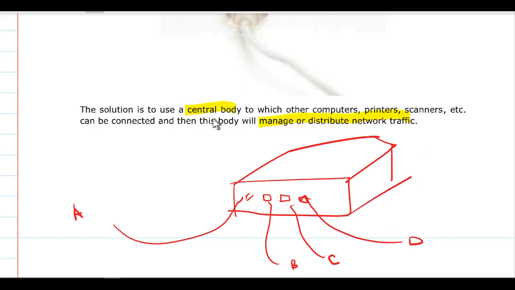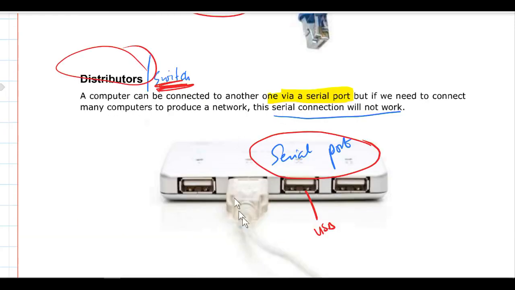It is like the central body to which other computers, printers, or scanners are connected, and this allows the distribution of the network. There is a cable, this one, connecting to the laptop, which is this one.